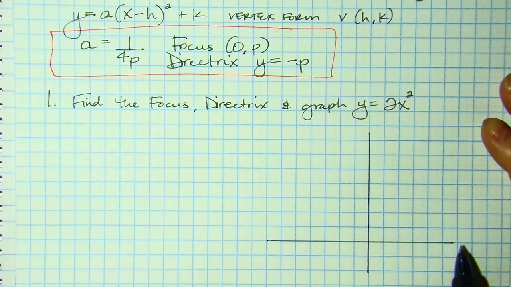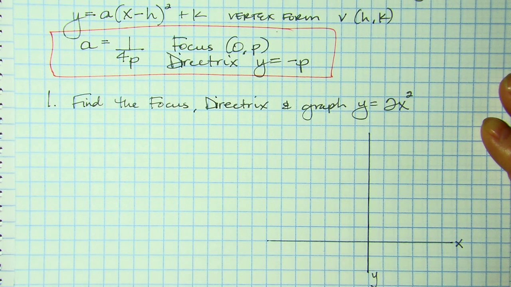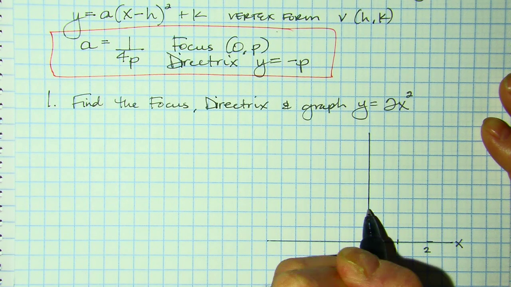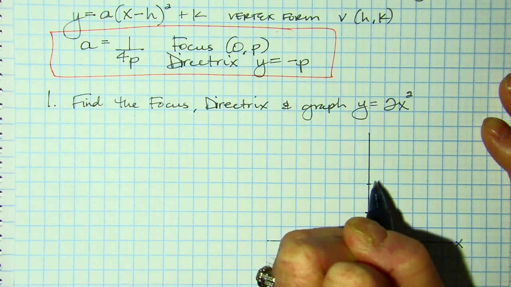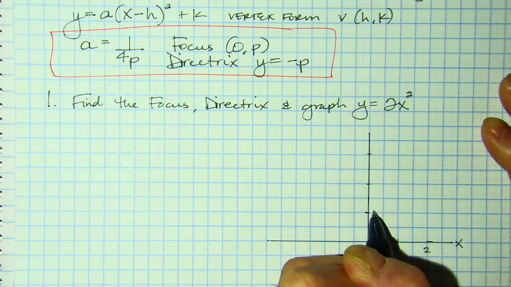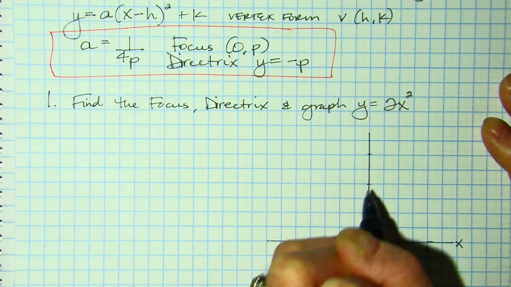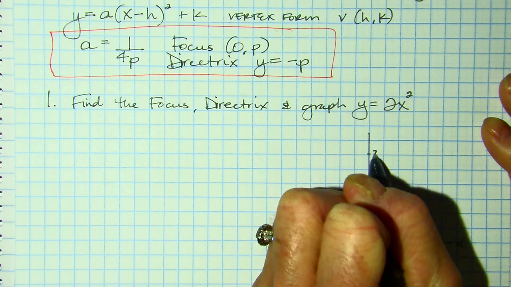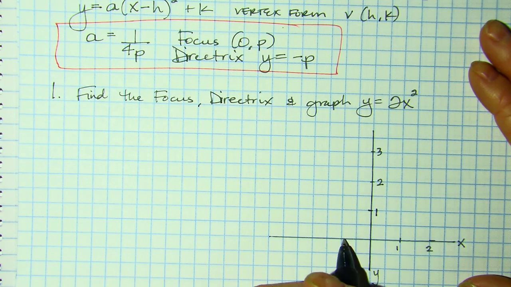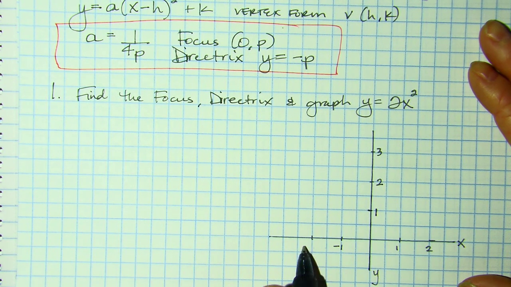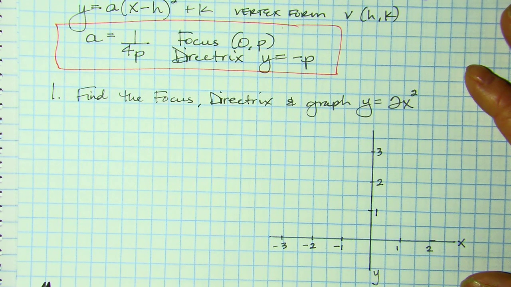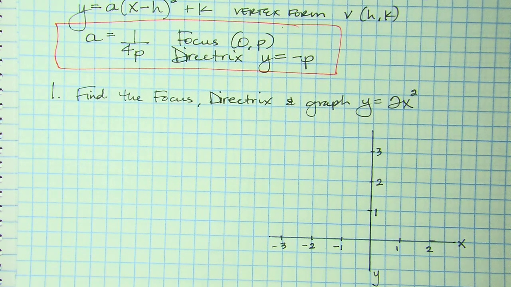So here's x, here's y. And I'm going to change my scale 1, 2 so you can see it more clearly. Just so that it might help. You don't have to change your scale, but I'm going to. So I'm going to graph it first because I know that the vertex is at 0, 0.